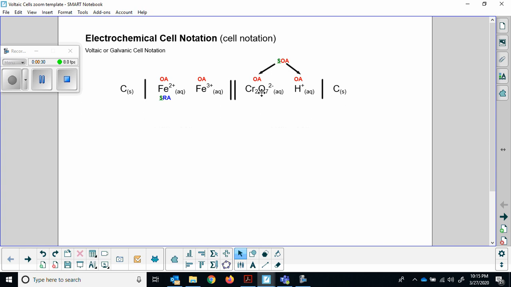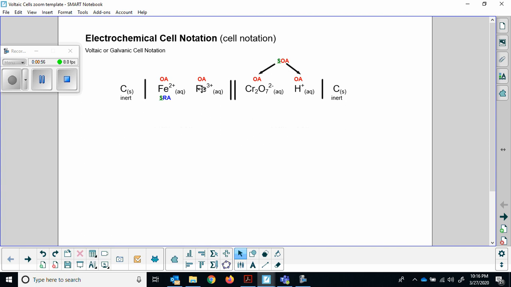Here we have a combination between dichromate and hydrogen proton being the strongest oxidizing agent, and our strongest reducing agent is Fe2+. The carbon is labeled here inert, meaning that it doesn't react and was not needed to bring any ions, therefore also not called a spectator.